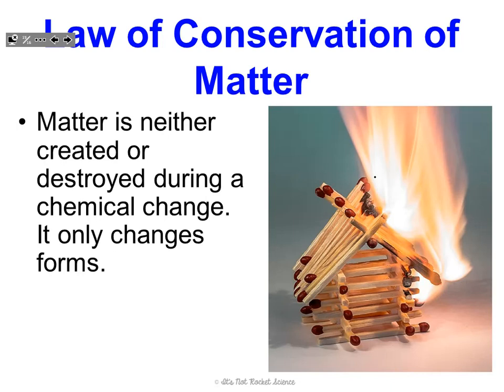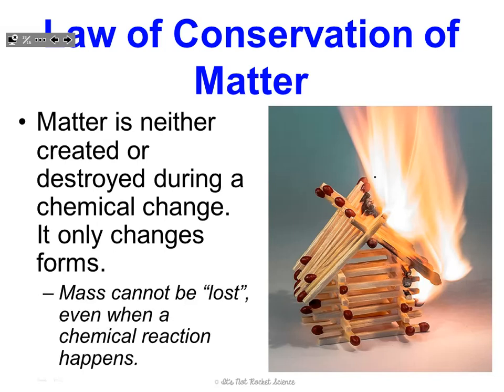So I always kind of look at it like this: the number of atoms that you start with should be the number of atoms that you end with. All right, or the number of elements that you start with should be the number of elements that you end with. And so that goes to help explain this law of conservation of mass. So mass cannot be lost even when a chemical reaction happens. There are examples in labs that we might either do or watch that kind of help explain this and show this actually, so you can realize that.